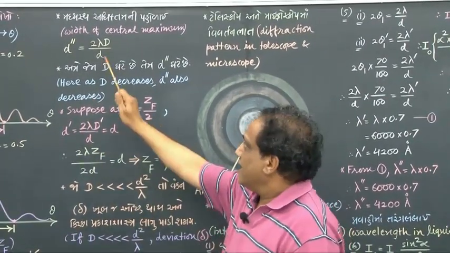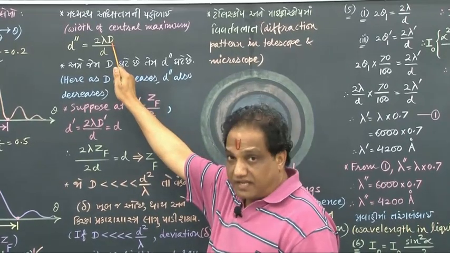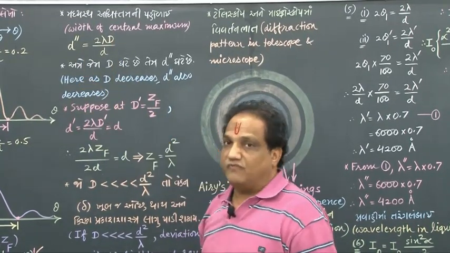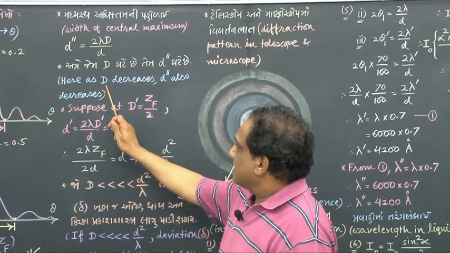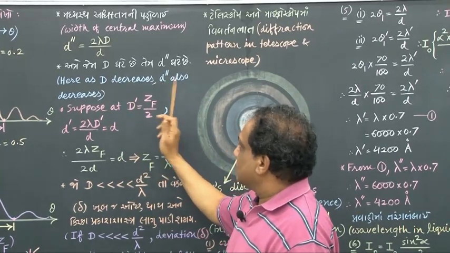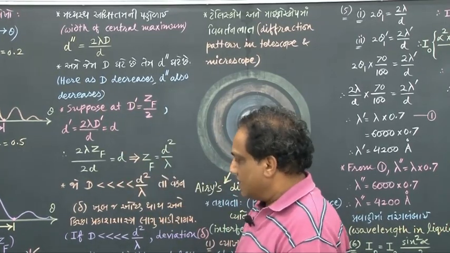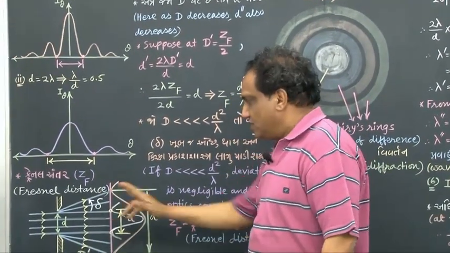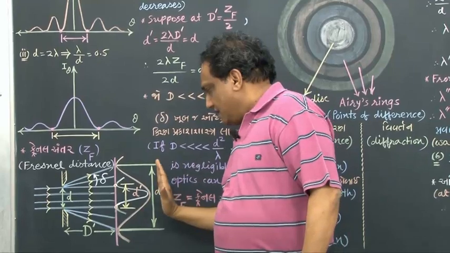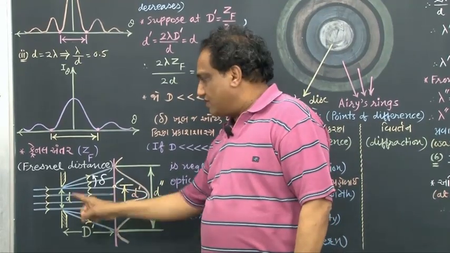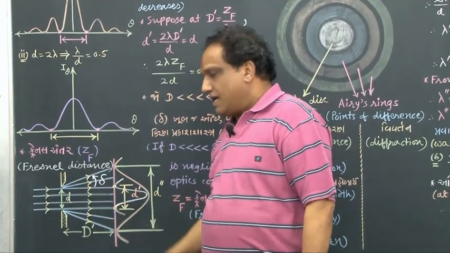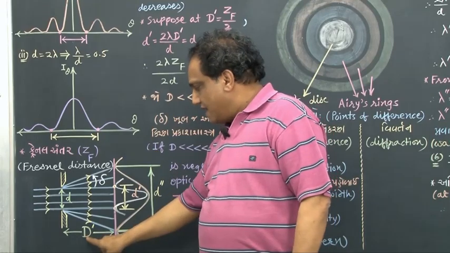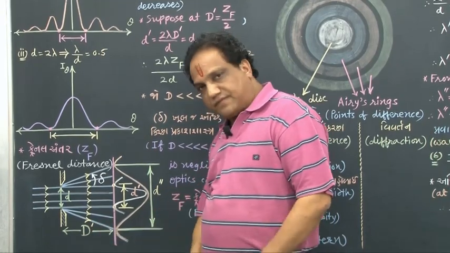As this capital D decreases, D double dash also decreases. Fine. Now what I do, I just bring this screen closer to the slit. So I am going to decrease the separation between slit and screen. And suppose finally I keep it at distance D dash.